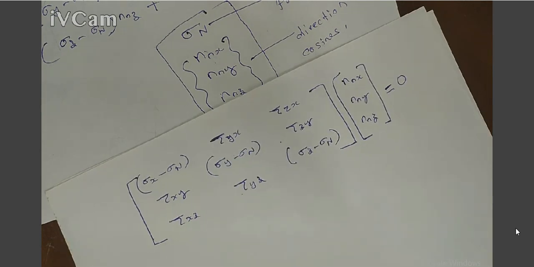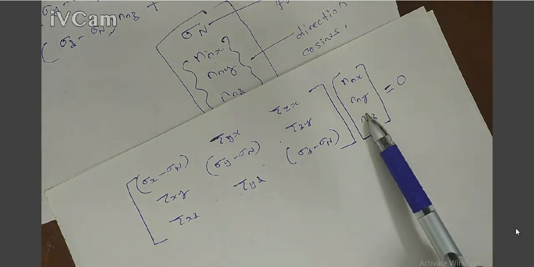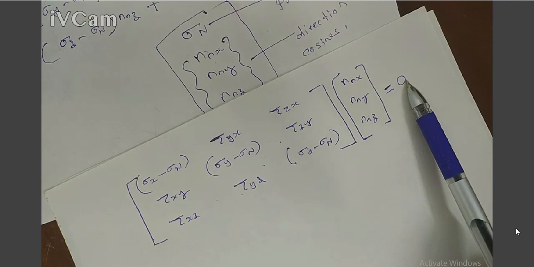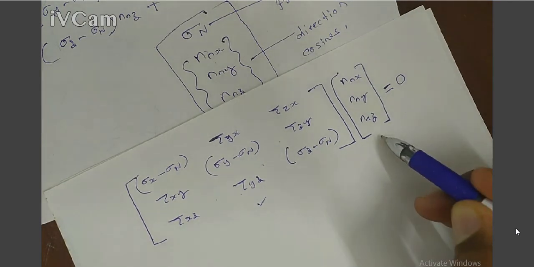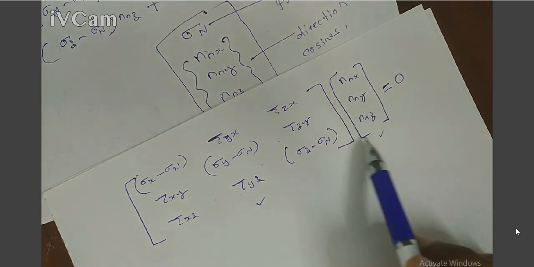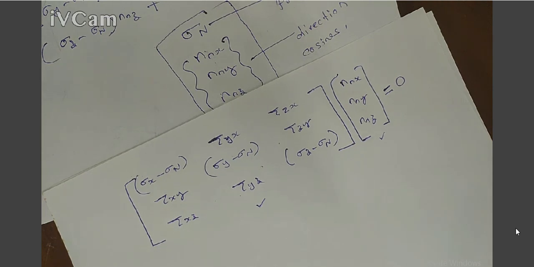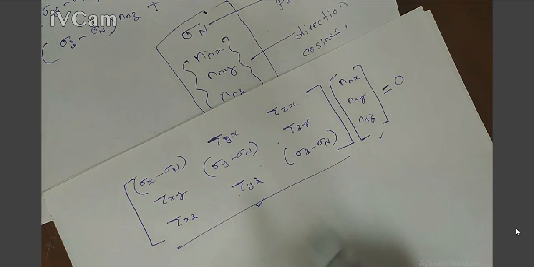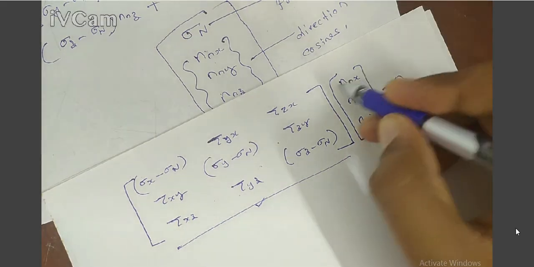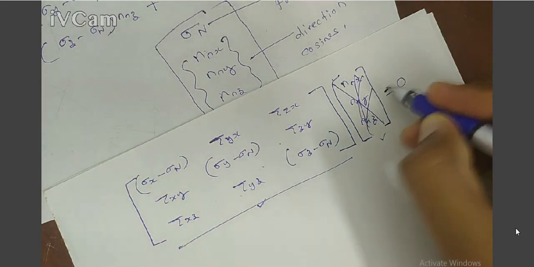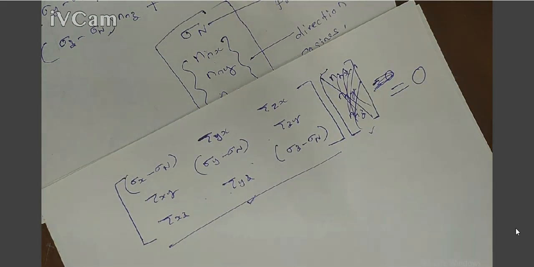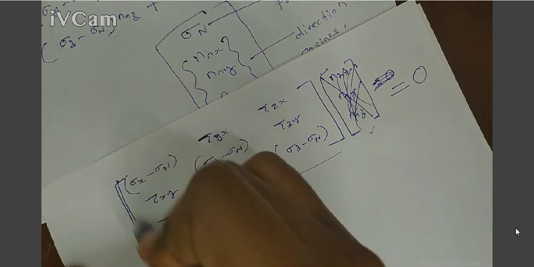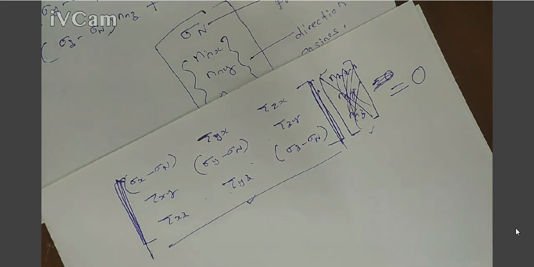So we came to this matrix equation, and in this matrix you can see the right hand side is equal to 0. So either this term or this term should be 0. But the direction cosine column will not be 0, because there will be a direction cosine for a particular plane. So what can we conclude? This matrix will be a 0 value, so we can avoid this. Okay, so the determinant of this matrix will be 0.